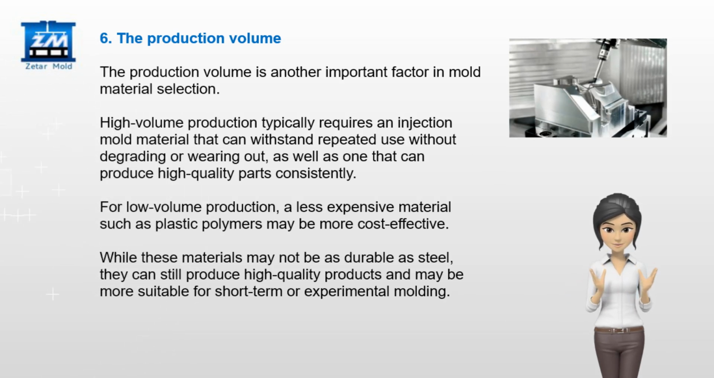For low-volume production, a less expensive material, such as plastic polymers, may be more cost-effective. While these materials may not be as durable as steel, they can still produce high-quality products and may be more suitable for short-term or experimental molding.